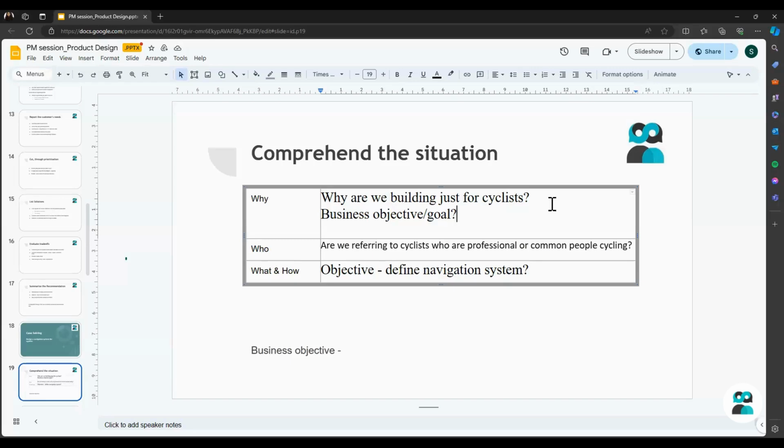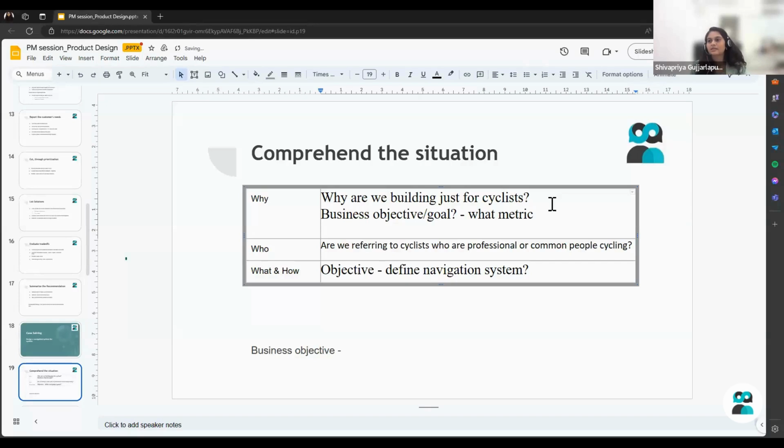Do you want to generate revenue out of it, or you just want to solve a particular problem? I think that would be my idea. Absolutely. And that's one question that goes with every possible product design case. We need to define what is that primary metric or primary goal that we are trying to solve.